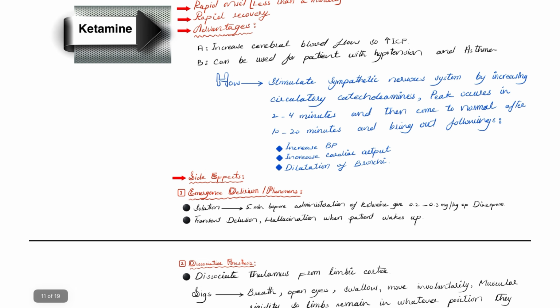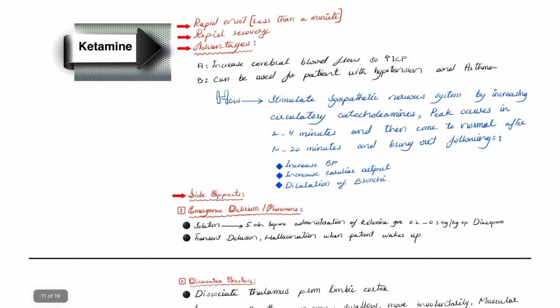The next parenteral general anesthesia agent is ketamine. It has a rapid onset, less than a minute. It has rapid recovery, and the advantages of this is that it increases cerebral blood flow to increase intracranial pressure, but it cannot be used for patients with head trauma or mass occupying lesion in the brain. Can be used for patients with hypotension and asthma.